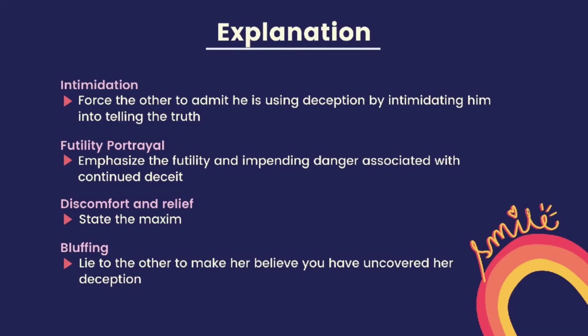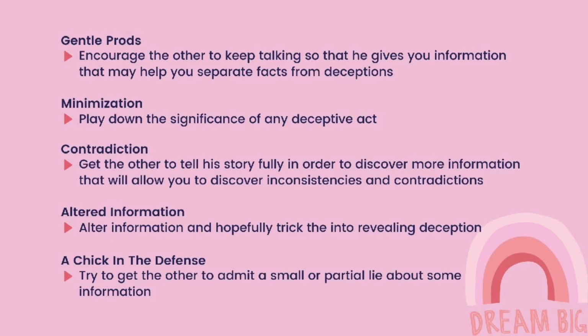And then the fourth one is bluffing. Bluffing is that you lie to the other party, making them believe that you have uncovered that the other party is using deception. For example, you say, I know what you are trying to do, or I think you know more than what you are saying. That is to indicate that you know what they know, but you will not discuss it. So that's bluffing.